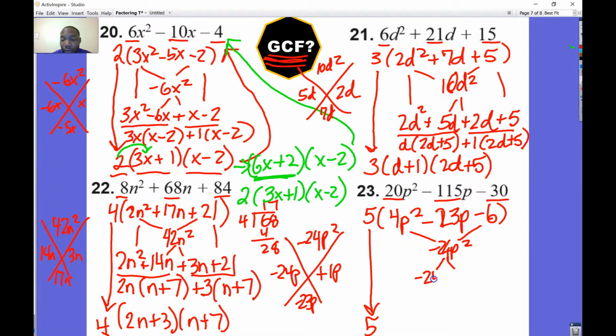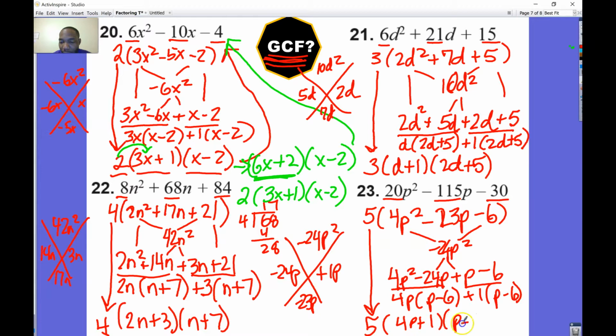So we end up with negative 24p plus p minus 6. Bring down my 4p squared. I can take out a 4p out of here and end up with p minus 6. Hey, you're already there, buddy. p minus 6. And so I have 5 times 4p plus 1 times p minus 6. Beast mode, son.